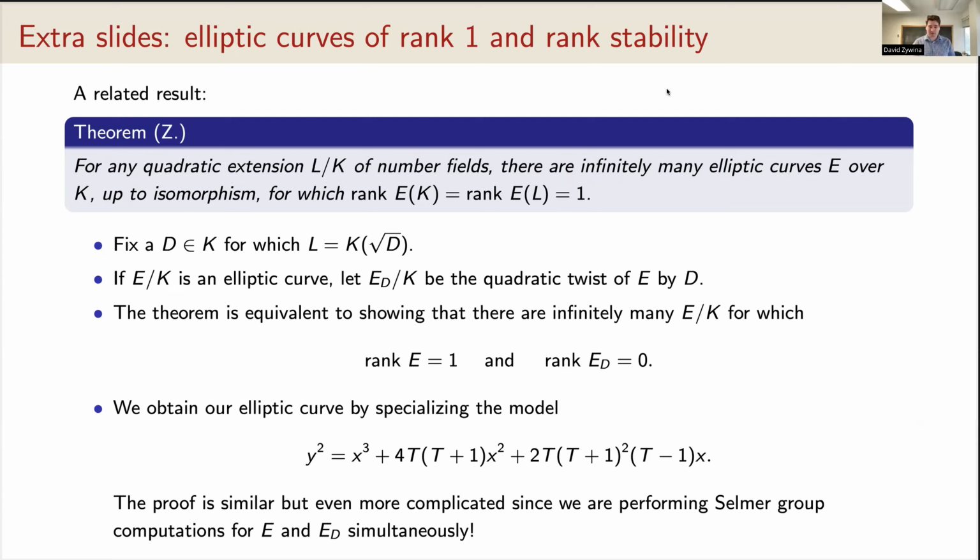And if you have an elliptic curve, you have its quadratic twist, E_D. This theorem is equivalent to showing there are infinitely many elliptic curves over K for which the rank of your curve is 1 and the rank of the twist by D is 0. It's very similar to what I had before, but I'm using this particular model. And it's a little more complicated because you're doing two Selmer group computations at the same time. But it's very much of the same spirit.